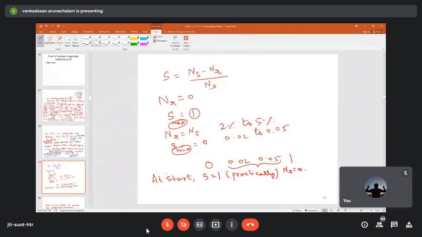But S equal to 0, is this practically possible or not? No, this will not come practically. Because if slip becomes 0, it means that your rotor speed is equal to the synchronous speed, and the machine will come to rest. So practically, slip equal to 0 is not at all possible.